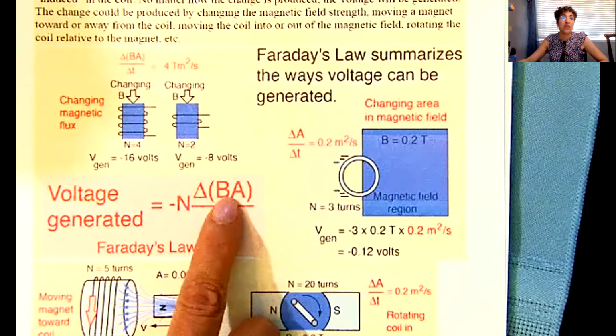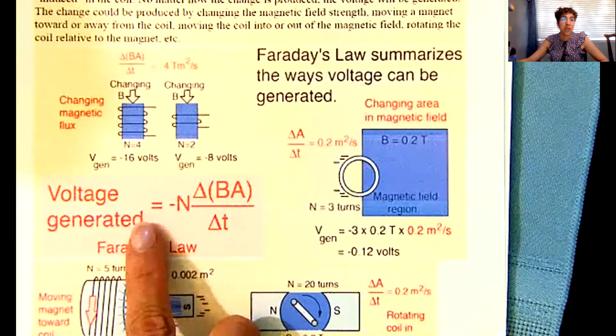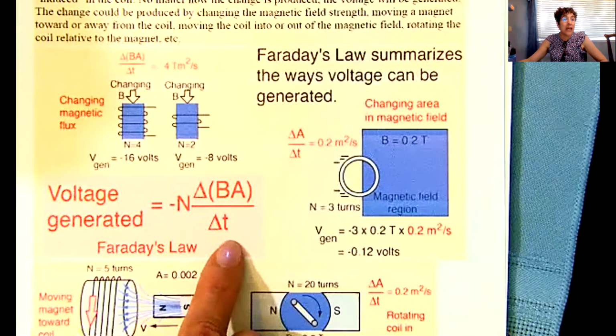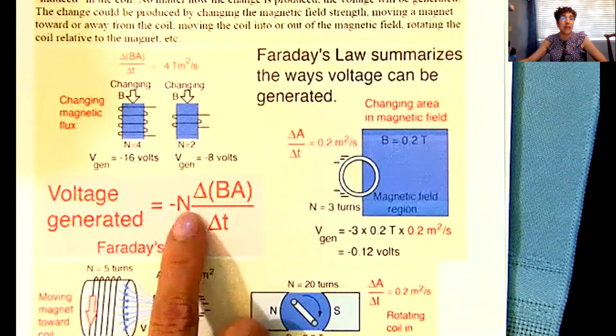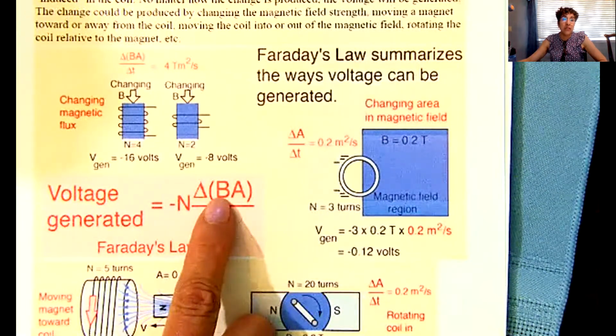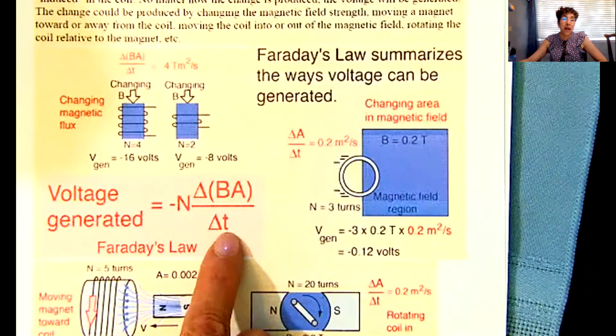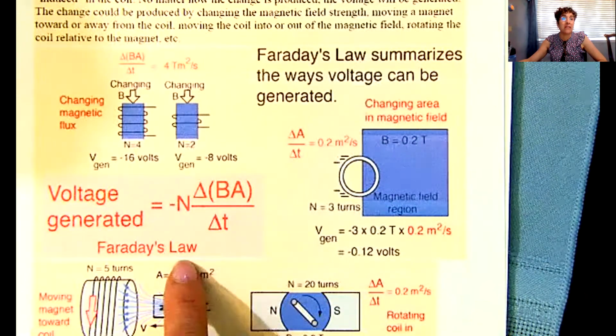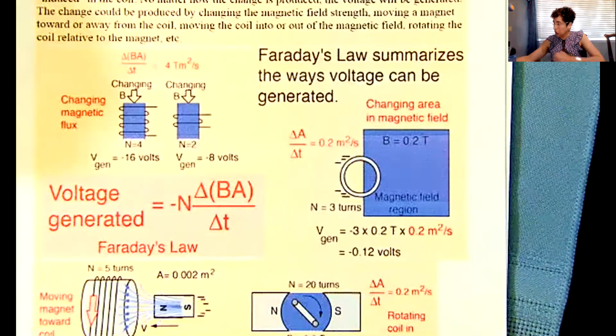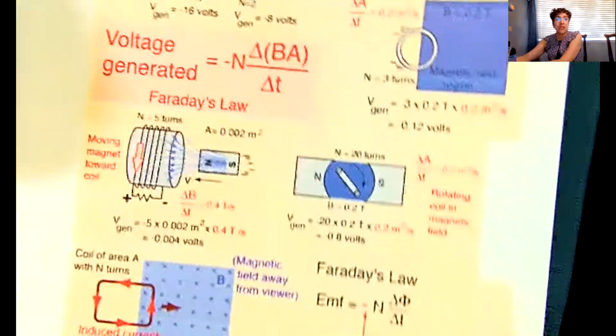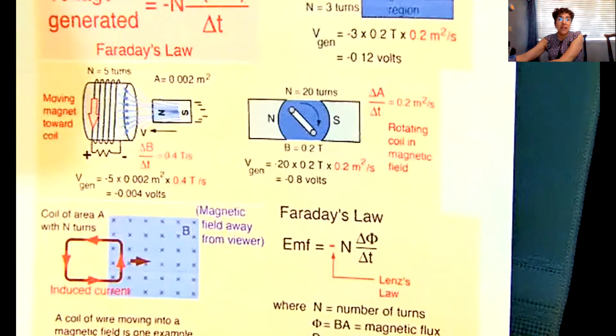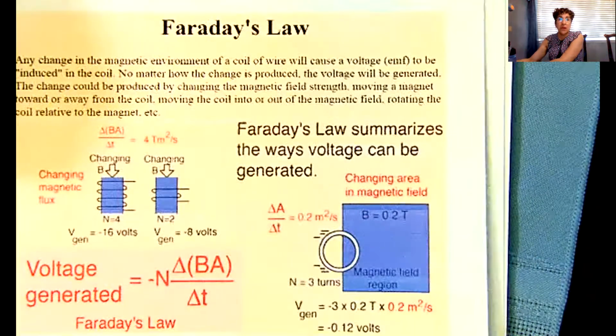As long as there's a change in one of these things, you'll get some voltage generated, or EMF, in a certain amount of time. So the number of coils, change in magnetic field, the area, divided by the time. And that is Faraday's law. So take a look at the rest of the worksheet or handout to get some better idea of what Faraday's law is.